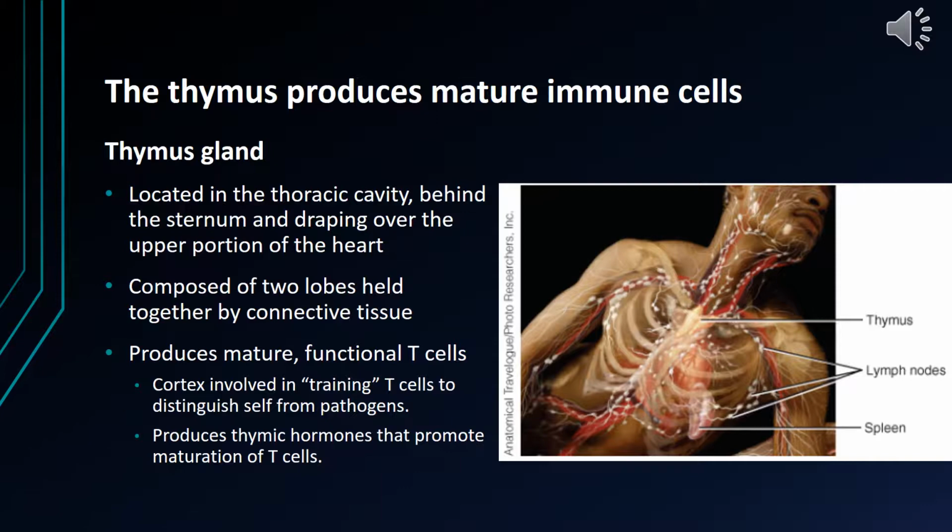And like I said, the thymus gland produces mature functional T cells. The cortex of the thymus specifically is involved in training T cells to distinguish self, or our body cells, from the invading pathogens. And the thymus causes these T cells to mature through the production of thymic hormones, which stimulate their growth and maturation.